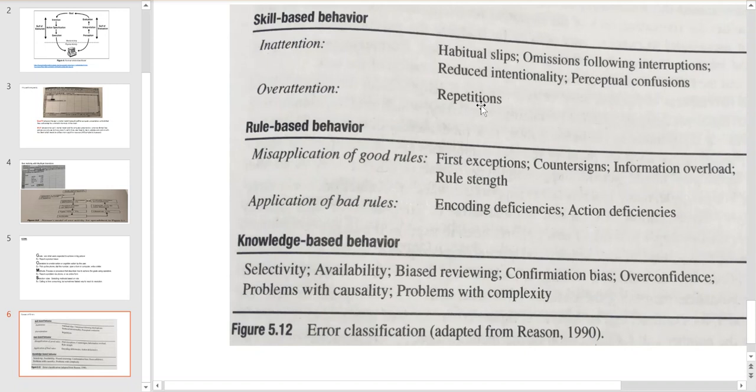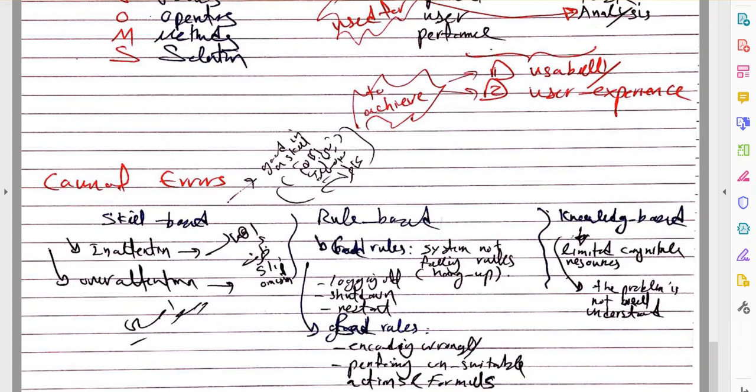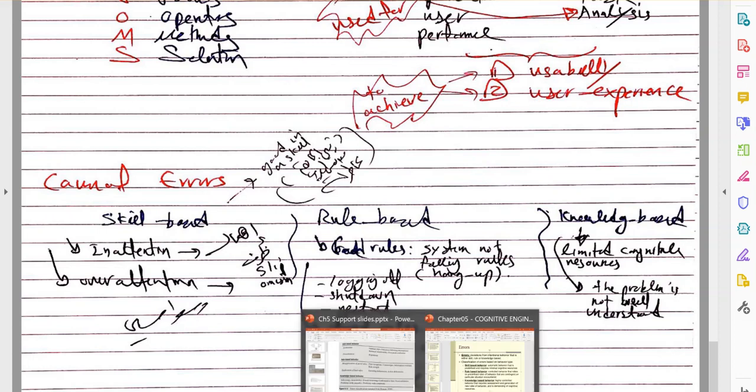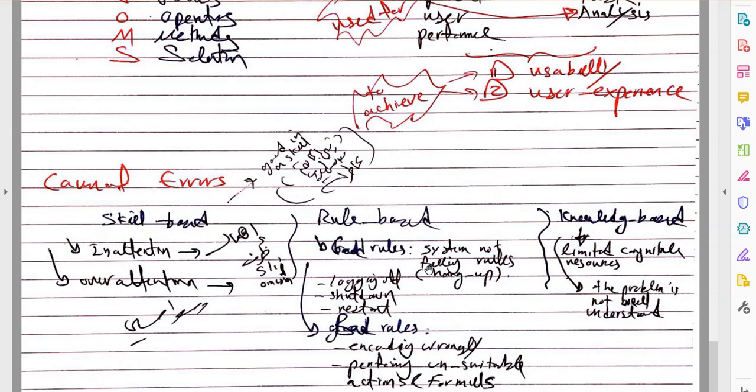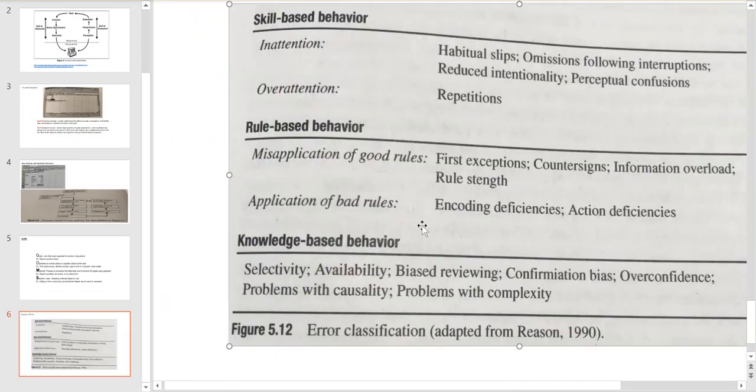results in making errors. So that's why when you see this one here, inattention, ihmal, could be something because they were lazy, or something happened, or something happened on the road, or over attention. What's wasi? I mean, they're overthinking. Okay? I mean, for rule-based behaviors, we have misapplication of good rules or misapplication of bad rules.